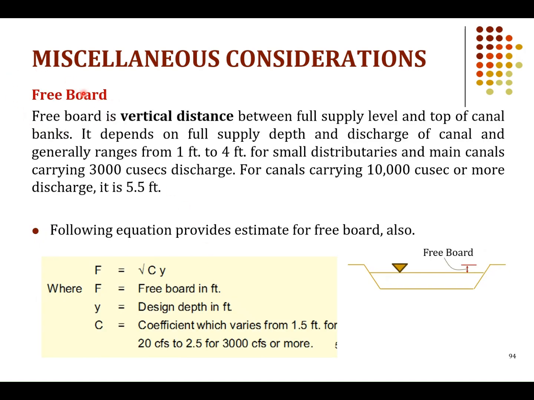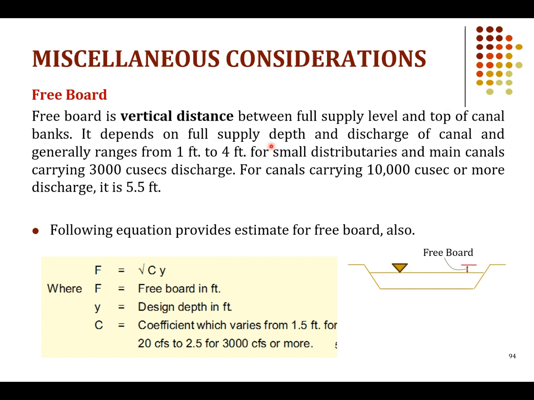We have been calculating freeboard. So what is freeboard? It is the distance between the full supply level of the canal to the top level of the cross section. It is just there to accommodate any accidental flow or maybe rain. Sometimes in the area there is rain and we get additional water, so there must be freeboard. Otherwise, the canal will overflow and may damage the banks, and that can cause breaching. We don't want breaching, of course. So freeboard is the vertical distance between the full supply level and the top level of the canal bank.